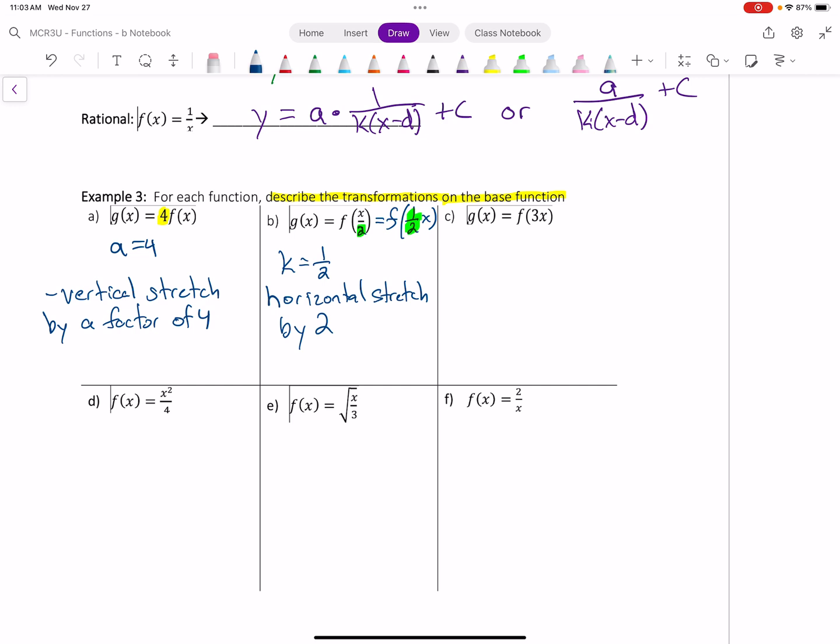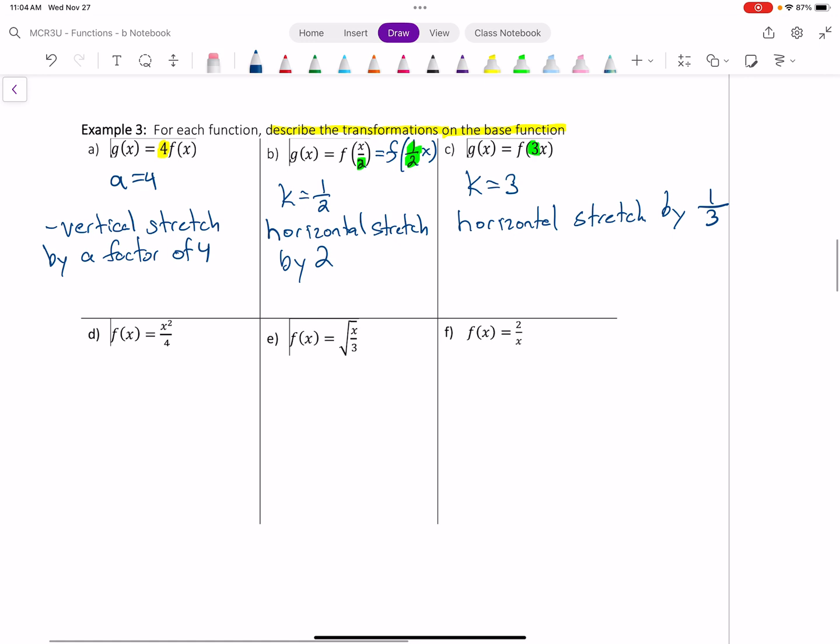And it will always be the flip. So like the next one, this has a 3. Obviously this is inside, so that's k equals 3. And I would describe this as a horizontal stretch by the flip, which is by 1 over 3. And so it's actually, in a way, squishing the graph, whatever that graph happens to be.